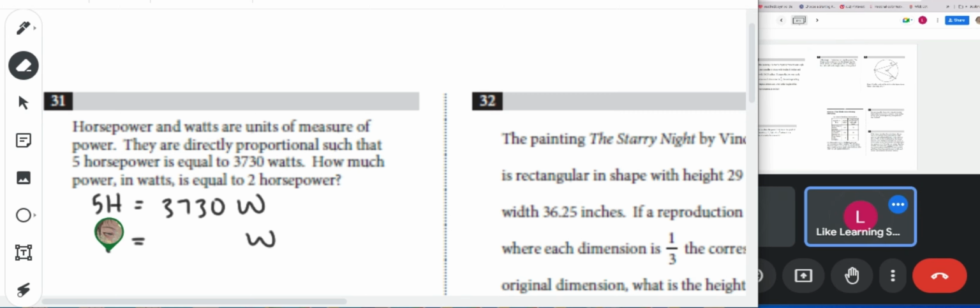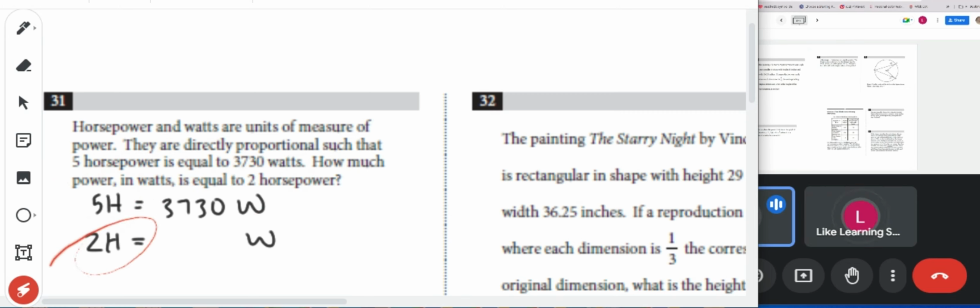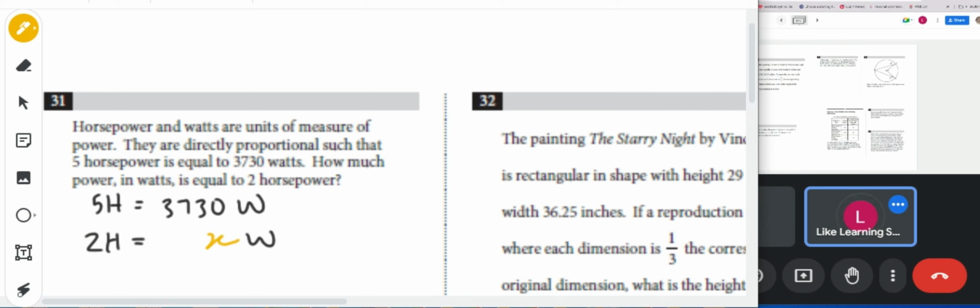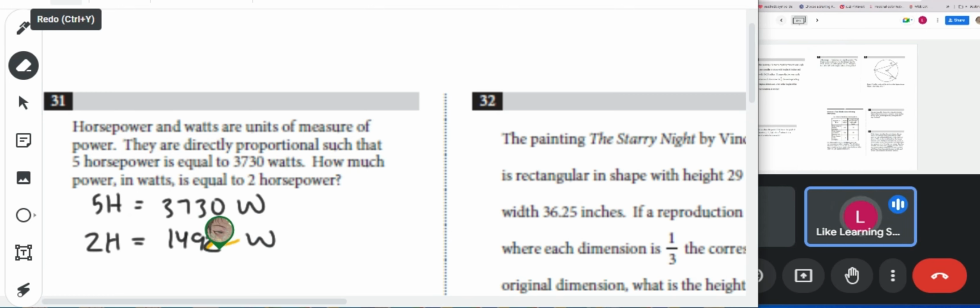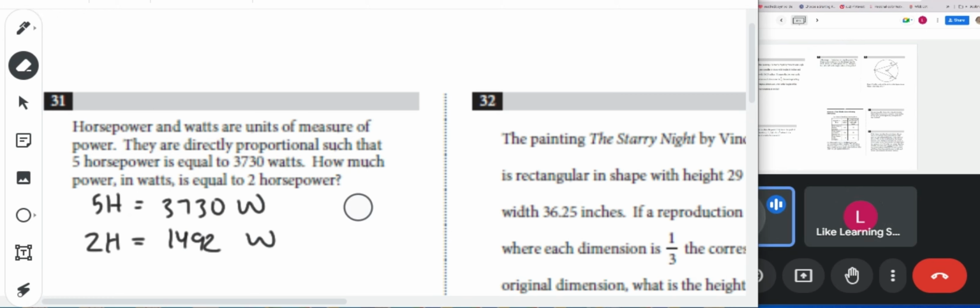Well, that's just simple proportion. So 5 horsepower is equal to 3730 watts, so 2 horsepower is X. You just cross multiply. So it is 1492. I will just write 1492 watts.